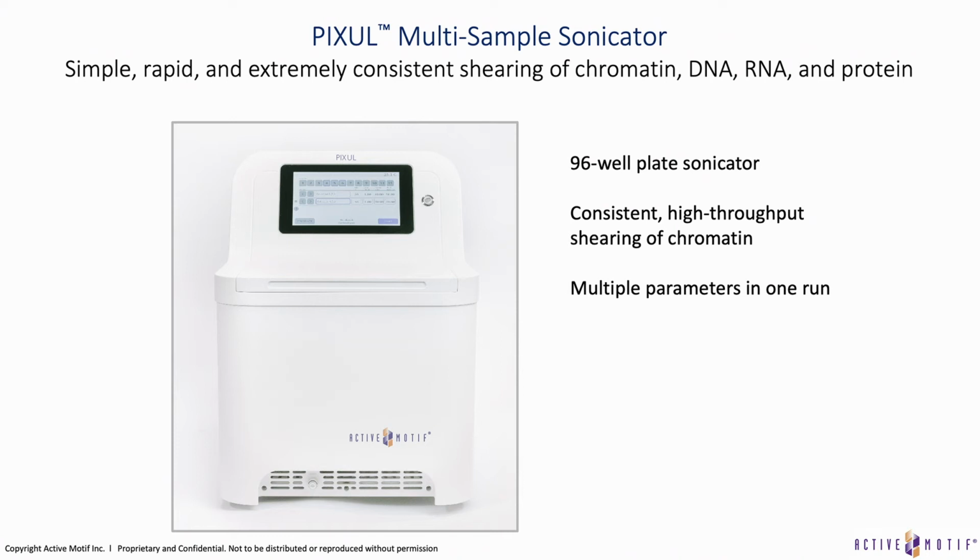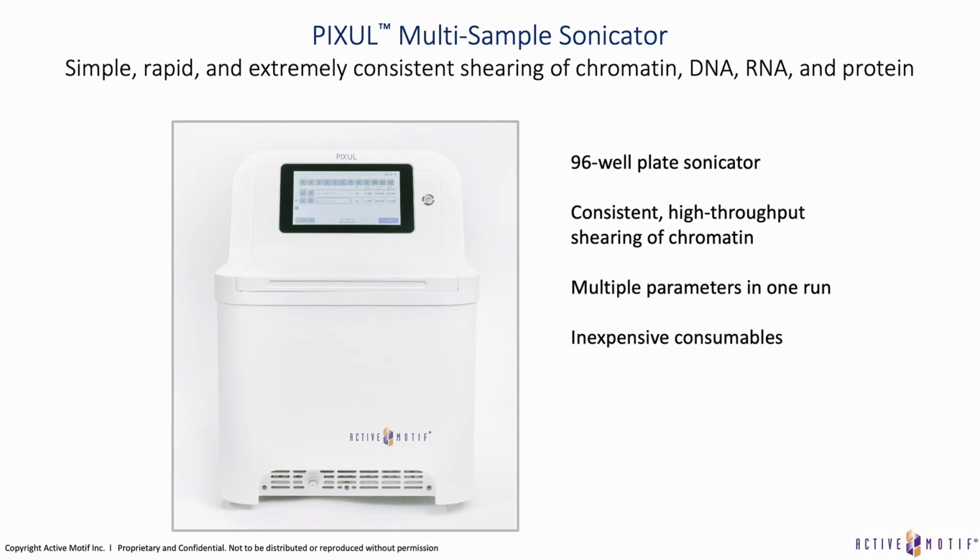So in this way, you can do chromatin shearing optimization experiments in a high throughput method, as well as sonicate samples that require different sonication conditions all at the same time by just putting them in different columns. It is extremely inexpensive in terms of the consumables that it uses. It uses a basic standard tissue culture 96-well plate, which many labs out there have large boxes of, so it's not expensive to run PIXUL.